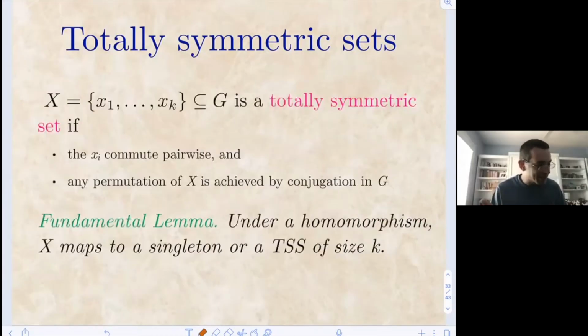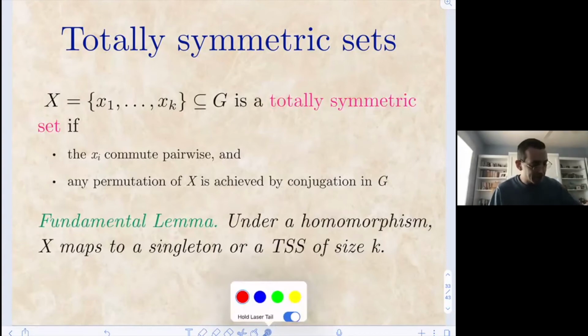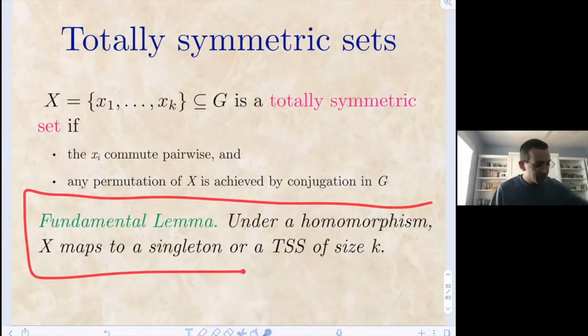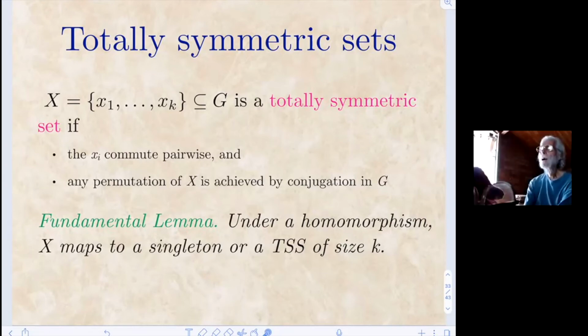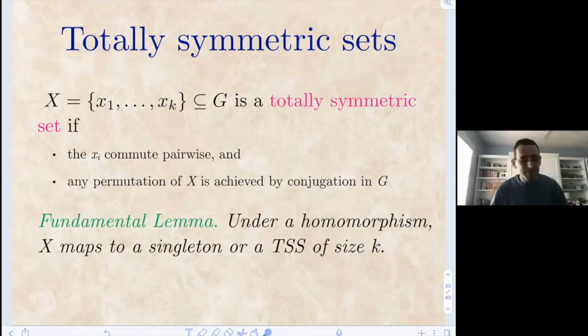What's the point of totally symmetric sets? It's this. So here's the definition at the top again. It's this lemma. If you have a homomorphism, a totally symmetric set either maps to a singleton or another totally symmetric set of the same size. Okay, why is that? It's because if you have a totally symmetric set and two of the elements go to the same place, then by the symmetry, everybody has to go there. Because if the first two are going to the same place, well, the first two are conjugate to the first and the third. And so since 1 and 2 are going to the same place, 1 and 3 have to go to the same place, etc.